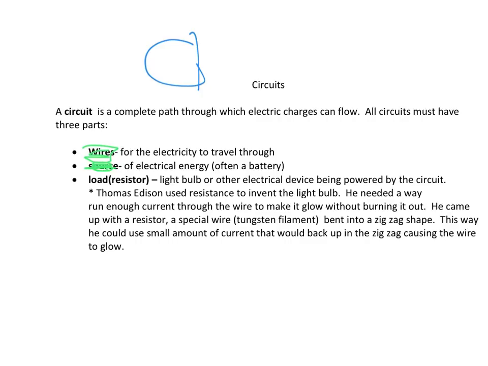So he knew that. But when he put too many electrons together to make them glow, they would also get super hot and they would burn out the wire. So he came up with the idea of resistance. And I'm going to show that to you on the next page. But he used all kinds of different wires and finally came up with one that works called a tungsten filament. So we'll go on to the next page. I'm going to draw you a picture of that.